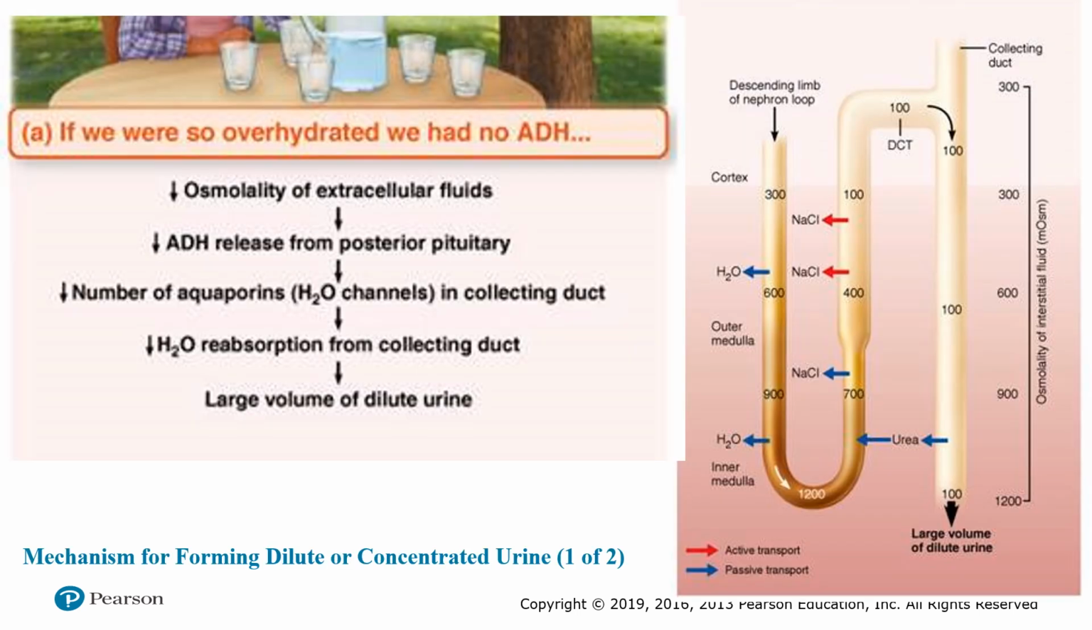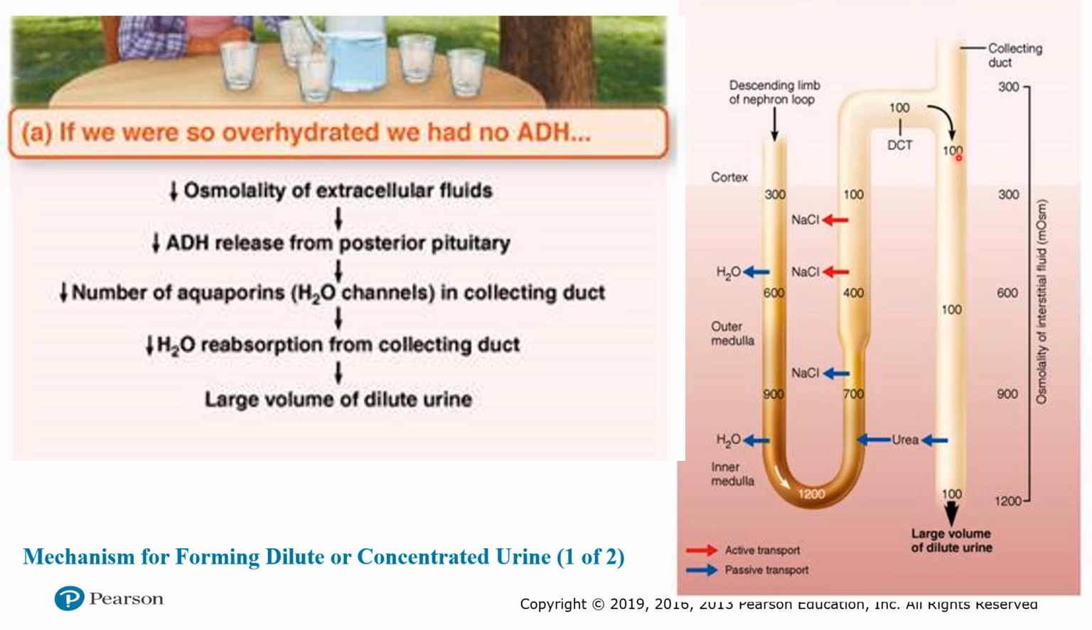Now let's see what happens when we are overhydrated. When we are overhydrated, there is decreased osmolality of the extracellular fluid. It decreases the release of ADH from the posterior pituitary. It decreases the number of aquaporins in the collecting duct, which decreases the water reabsorption from the collecting duct. As a result, we have a large volume of urine, and this large volume of urine is dilute. So in the absence of ADH, this urine has not been concentrated.